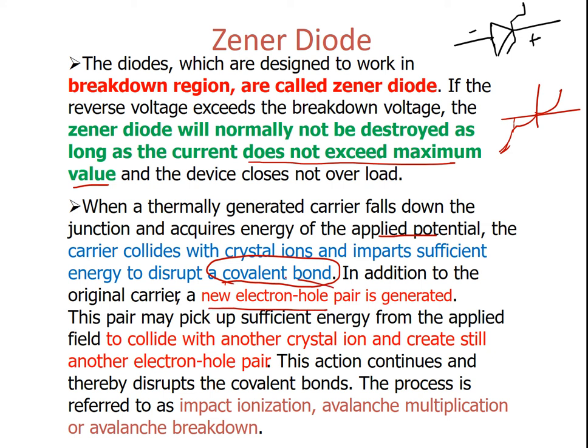Okay, so due to the generation of these new electron and hole pairs, the current will start flowing in these inner diodes. This is called impact ionization, or avalanche multiplication, or avalanche breakdown. So this breakdown is also referred to as the Zener breakdown, the avalanche breakdown, or the avalanche multiplication.